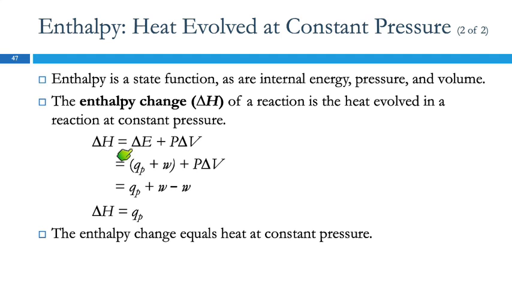Well, we learned earlier that delta E is equal to Q plus W. So now we've got Q plus W plus P delta V. P delta V, though, is equal to negative W. So now we've got Q at constant pressure plus W minus W, and those W's just very conveniently go away. And we end up with this guy down here. Delta H is equal to Q, the heat at constant pressure.